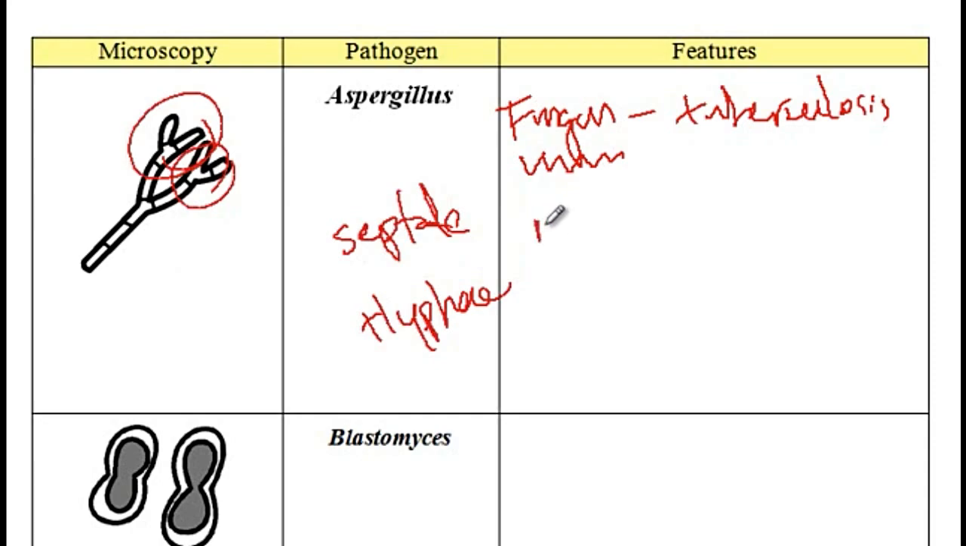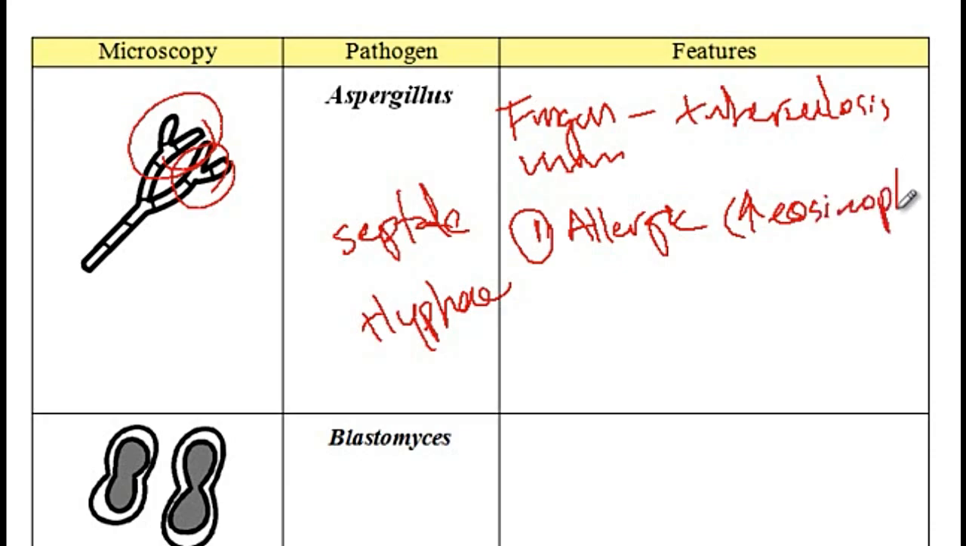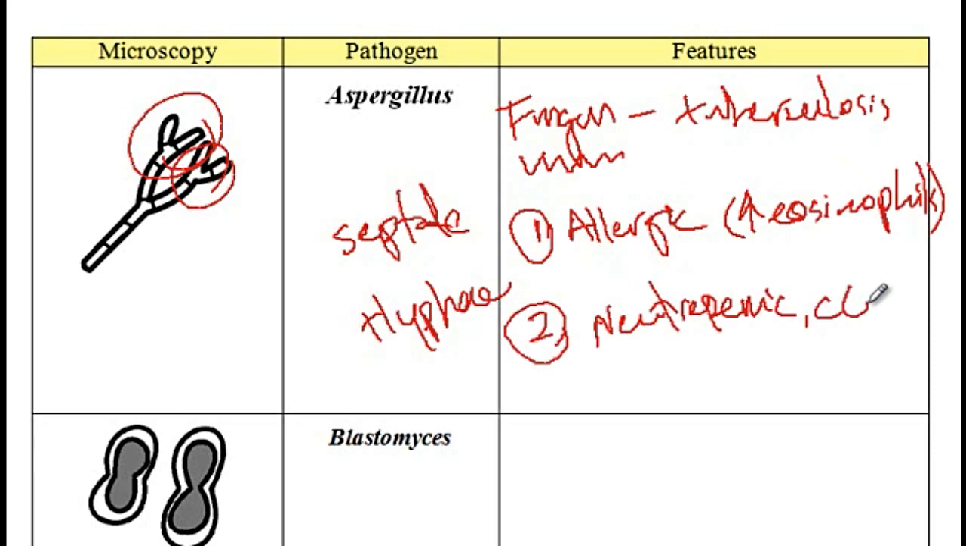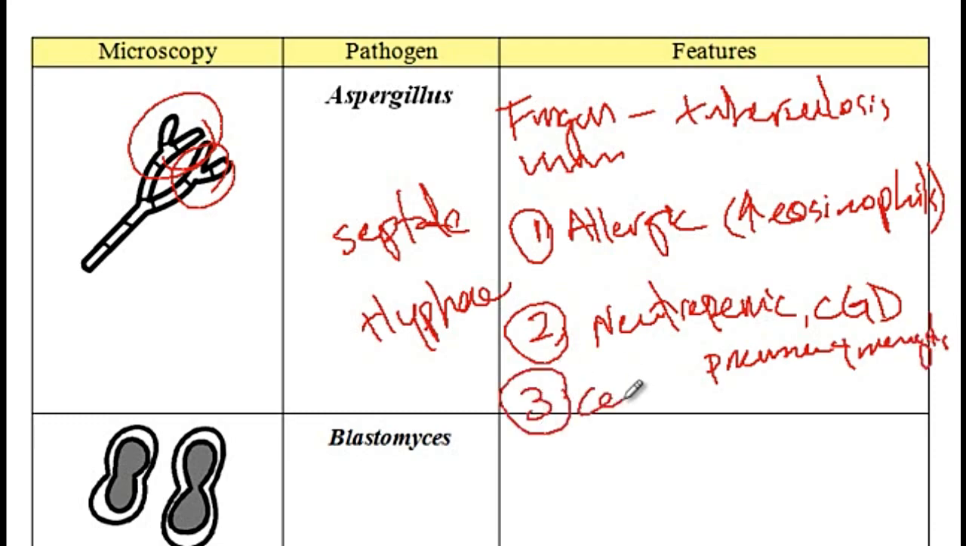And then the clinical presentations include allergic bronchopulmonary aspergillosis, where the patient will show hypersensitivity with an increased number of eosinophils. And then in patients that are either neutropenic or have chronic granulomatous disease, following nasal colonization, Aspergillus can cause pneumonia or meningitis. And finally, Aspergillus can cause cellulitis in burn patients.